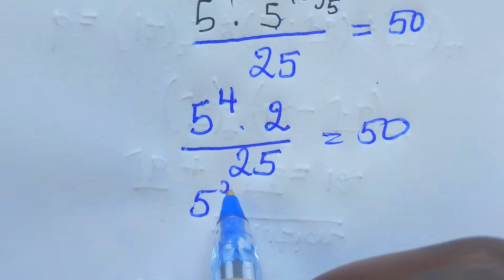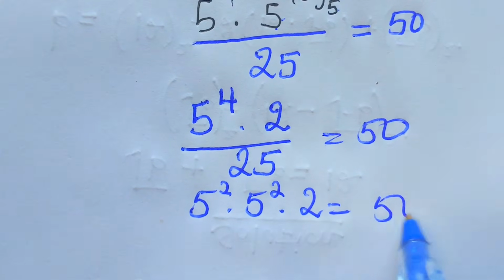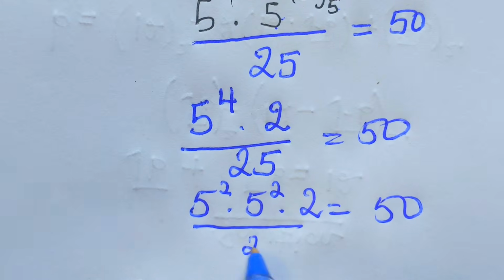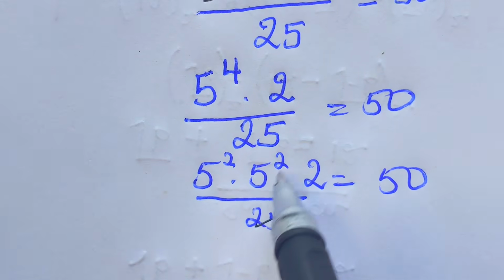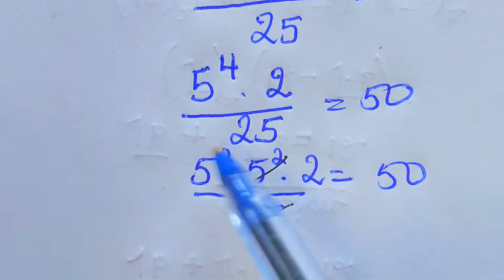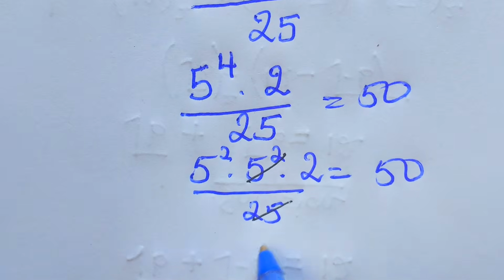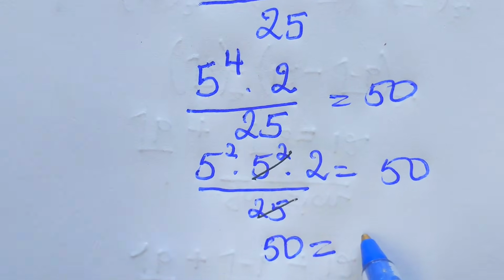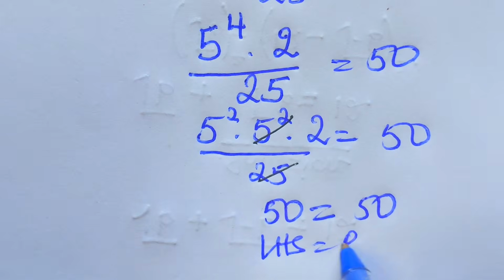This is 5 squared times 5 squared times 2 equals to 50, and of course you have 25, and of course this and this should go, and we shall still remain with 25 times 5 times 2, we get 50 equals to 50, left hand side equals to right hand side.